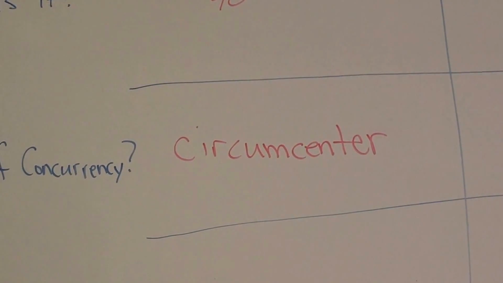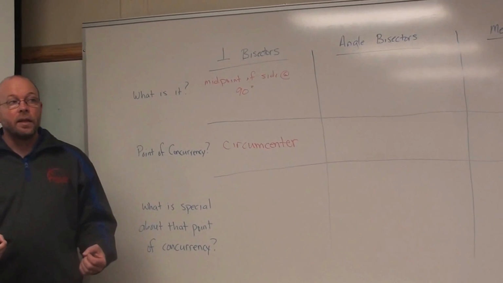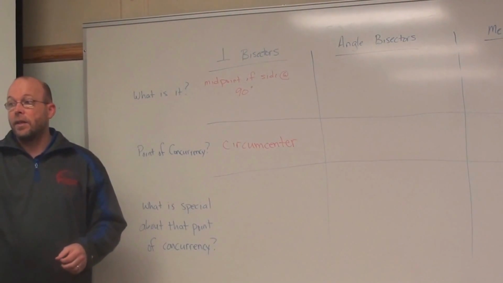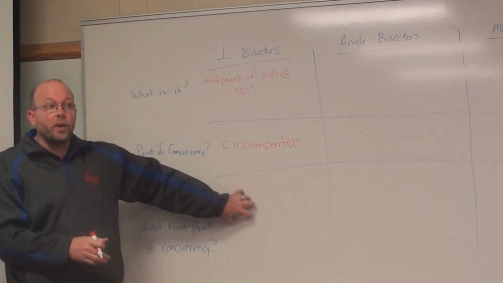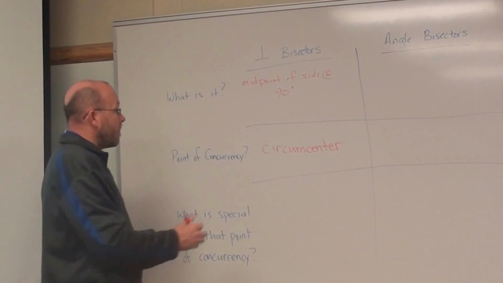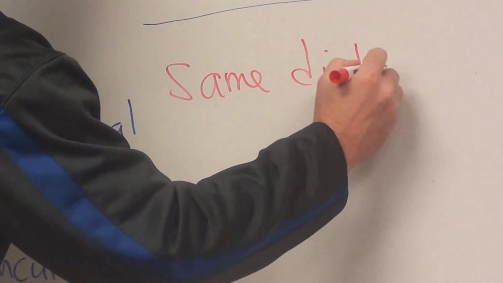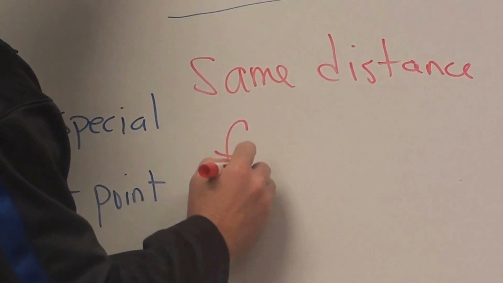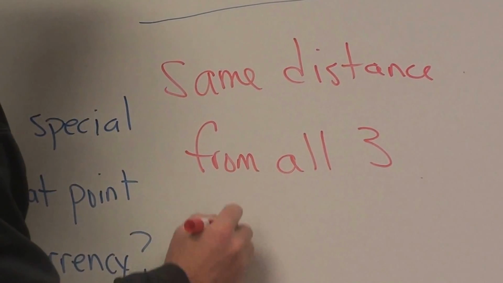And what about that point of concurrency? It was equidistant, or the same distance from what? All 3 sides? Not the 3 sides. The three vertices? Vertices, right. This one was equidistant from the 3 vertices. So what was special about that point of concurrency? It is the same distance from all three vertices.